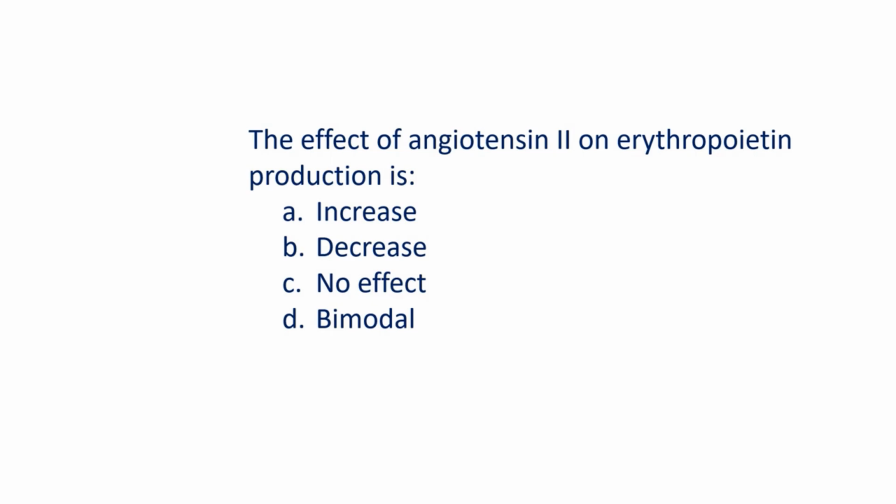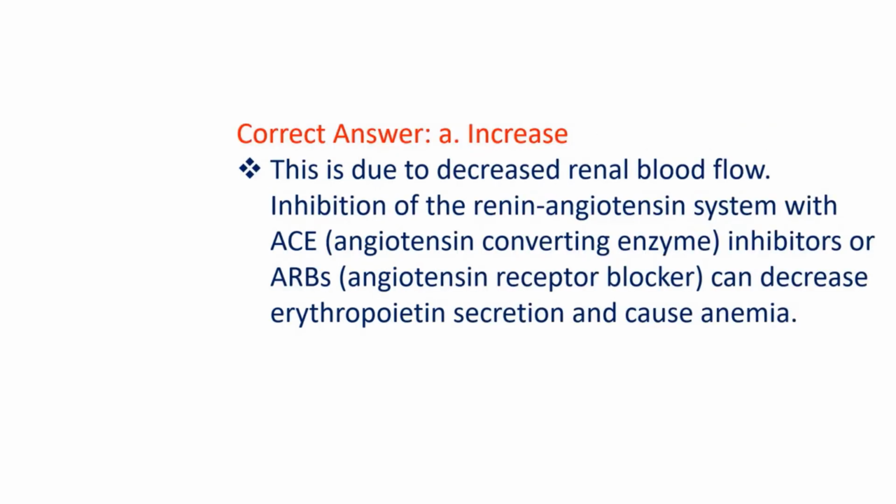The effect of angiotensin II on erythropoietin production is A. Increase, B. Decrease, C. No effect, D. Bimodal. Correct answer A. Increase. This is due to decreased renal blood flow. Inhibition of the renin-angiotensin system with ACE inhibitors or ARBs can decrease erythropoietin secretion and cause anemia.